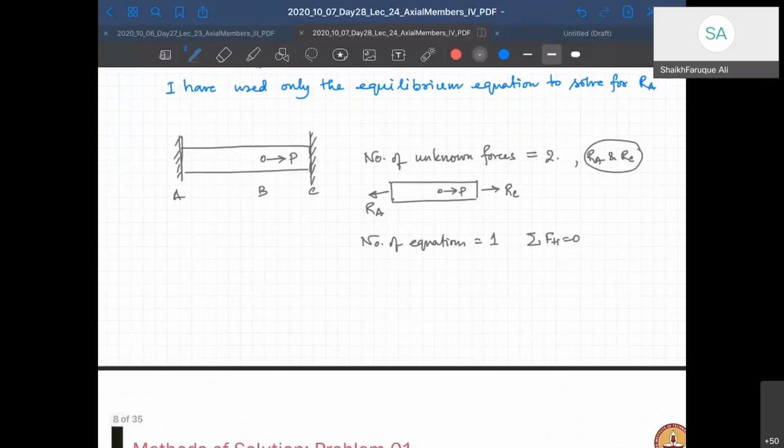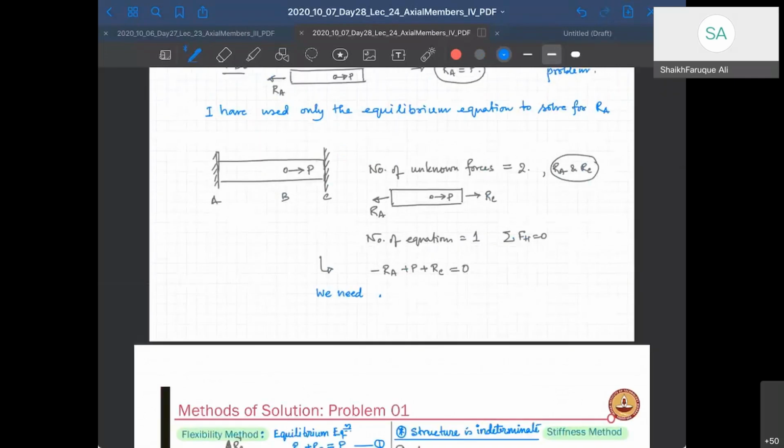Now can you solve this? What we get is minus RA plus P plus RC equal to 0, right? Therefore we need 2 minus 1, another one more equation, to solve the problem. Right? Okay, now let's look at how we do it.